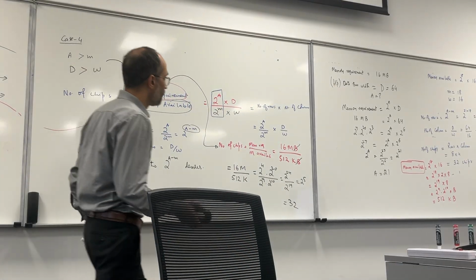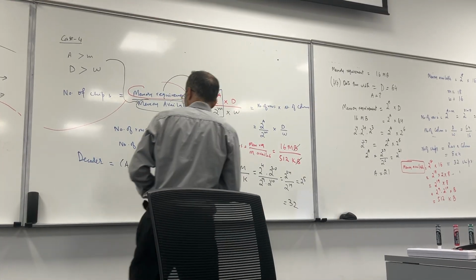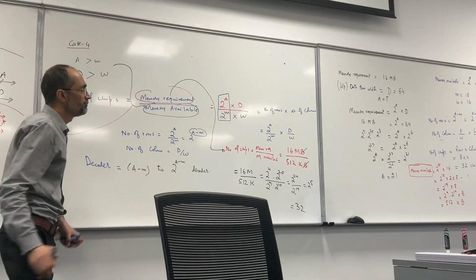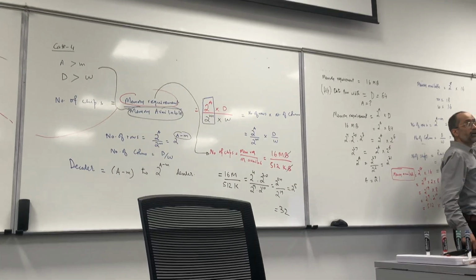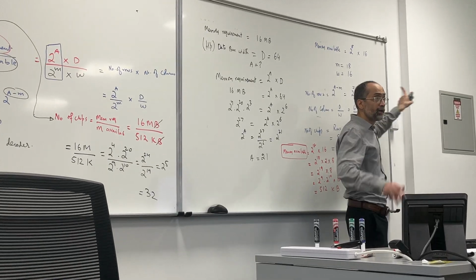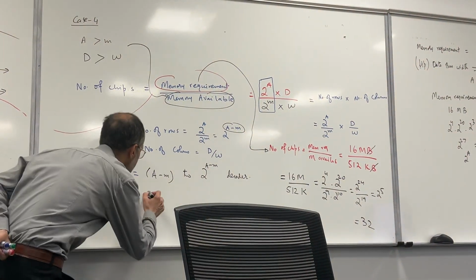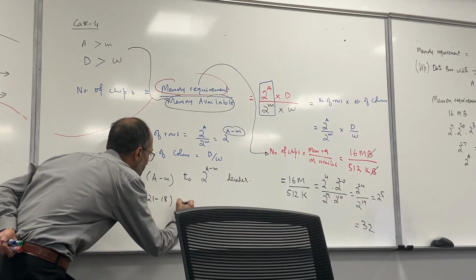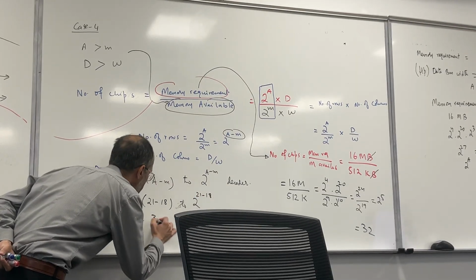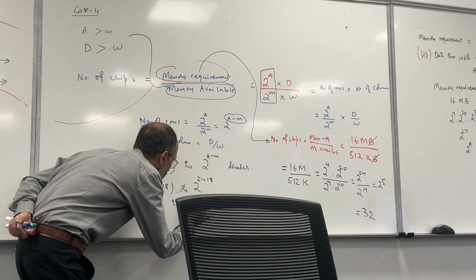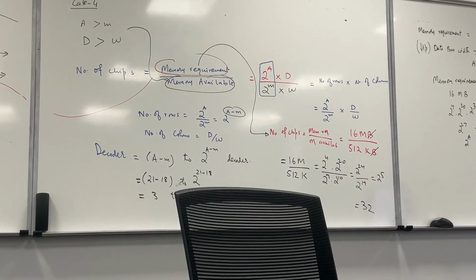Now just look at the decoder required. What will be the decoder required? A minus M. So how many rows do we have? 8 rows. If we have 8 rows, we have A minus M, so the decoder required will be 21 minus 18, a 2 to the power 21 minus 18 decoder. So this is actually 3 to what? 3 to 8 decoder will be required. This is clear or not clear?